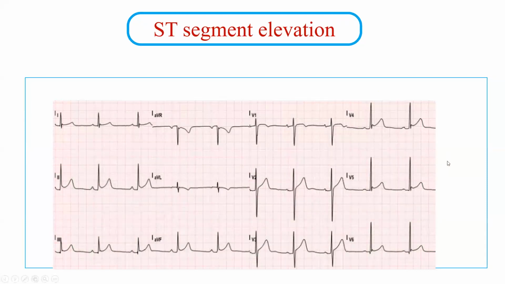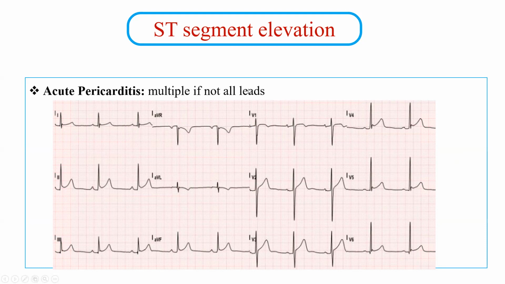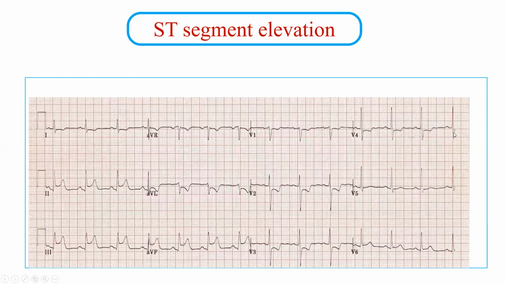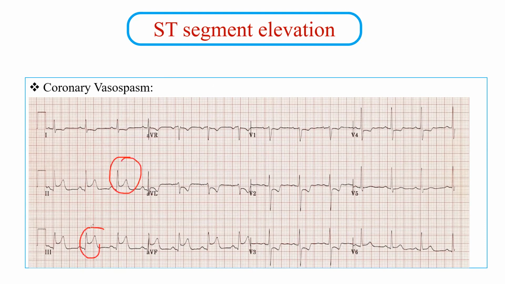All right. So as we said, in acute pericarditis, multiple, if not all leads will have the same problem, the ST segment elevation. All right. The other cause is coronary vasospasm. Coronary vasospasm or Prinzmetal angina is a very important cause because the patient will present with severe, intermittent chest pain, and you will do an EKG and you will see the ST segment elevation.